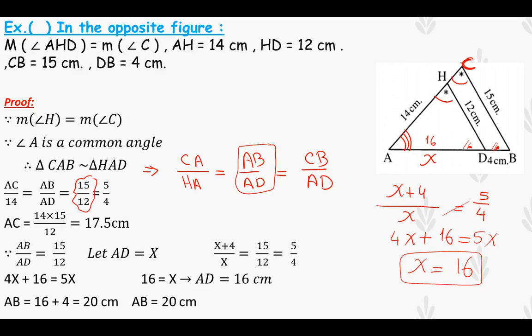Okay, this is a very good example. You need to solve it again by yourself.